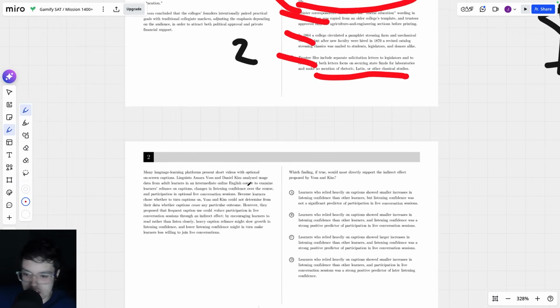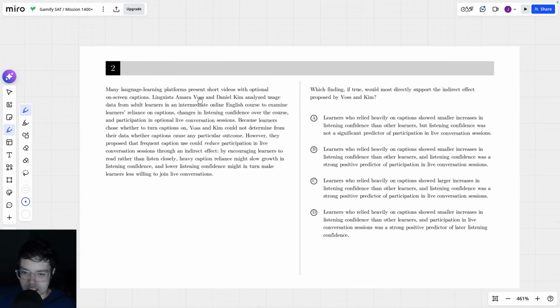Moving on to this next one. So many language learning platforms present short videos with optional on-screen captions. So stuff like Duolingo, they show videos and you can turn on the captions if you want. So these linguists analyze usage data from adult learners in an intermediate online English course to examine learners' reliance on captions, changes in listening confidence over the course, and participation in optional live conversation sessions. Now, I'm not going to try to memorize what each of those three things are. I'm just going to know that they analyze different, small things based around this.